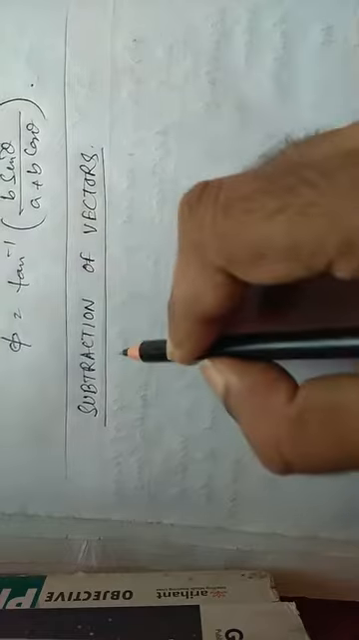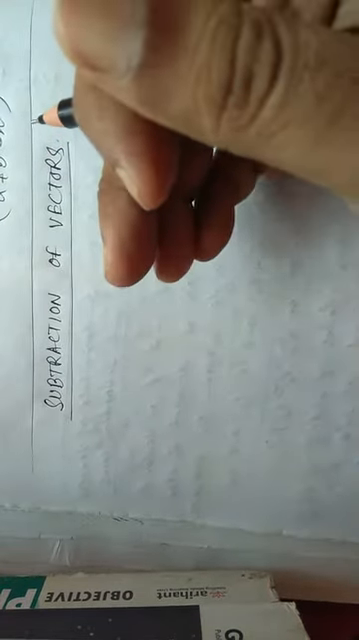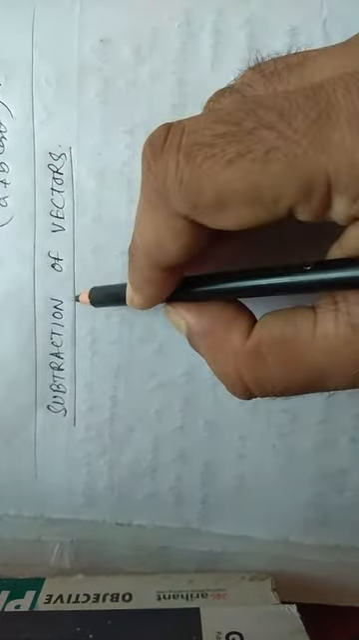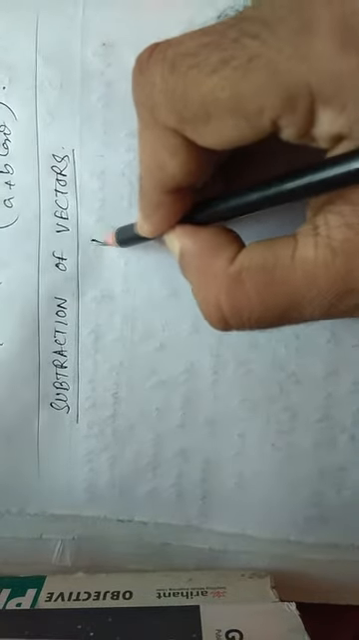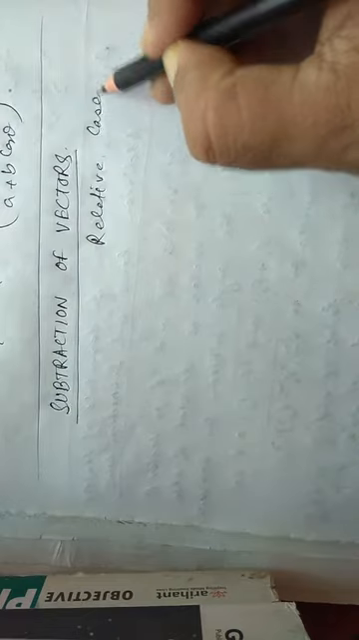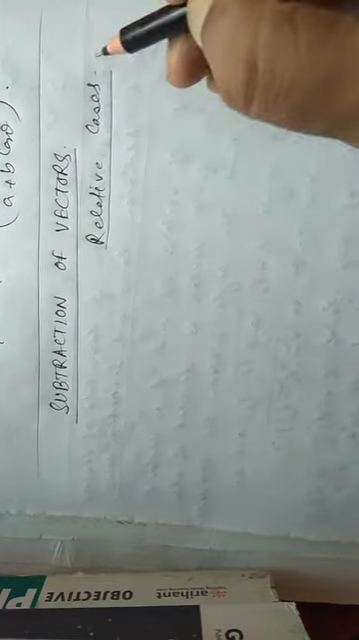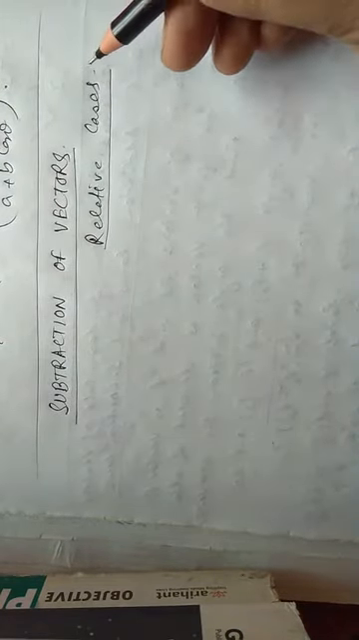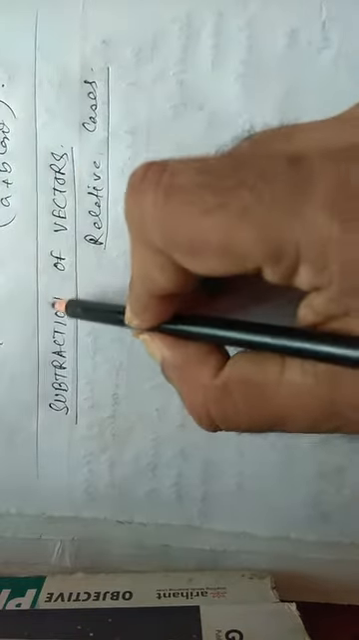Now we start the subtraction of vectors. Till now we have studied the addition of vectors. This is the subtraction of vectors. Now what is its use? Its use is in relative cases. That means finding out relative velocities, finding out relative acceleration. We have to use this principle of subtraction of vectors.